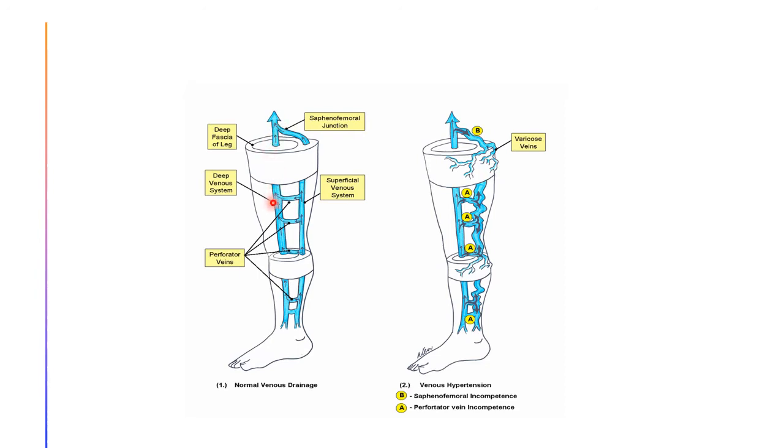Connecting these two systems, the deep and the superficial system, are veins known as perforator veins or deep perforators. There are three sets of them: one in the medial aspect of the lower thigh, one below the knee here, and another set at the lower third of the ankle. These are the three sets of communicating or perforator veins that drain the blood from the superficial to the deep venous system in the leg.